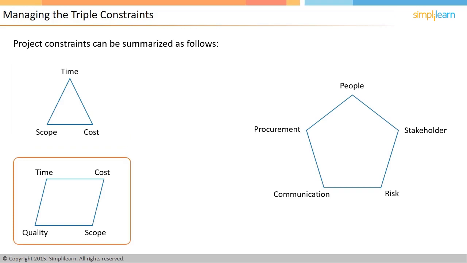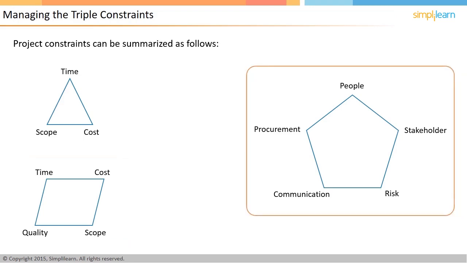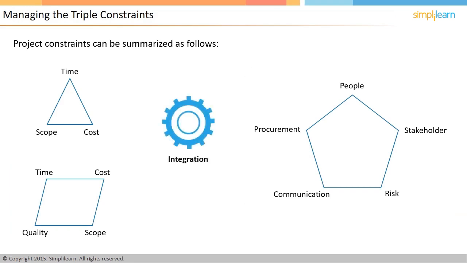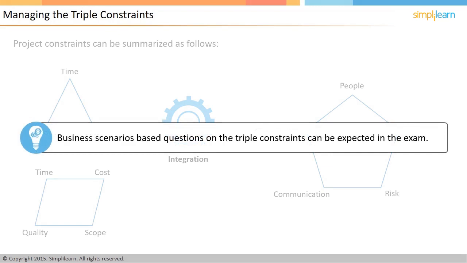Quality is a primary concern for a project manager. Therefore, the project manager has to make trade-offs to keep the scope, cost, time, quality plane in balance. To achieve the balance, the project manager also needs to manage other aspects of the project. For instance, the people, stakeholders, risks, communication, and procurements. The project manager plays the essential role of integrating all these different aspects of project management. In the PMP examination, you can expect business scenario-based questions focusing on the triple constraints. In the next screen, let us understand who a stakeholder is.